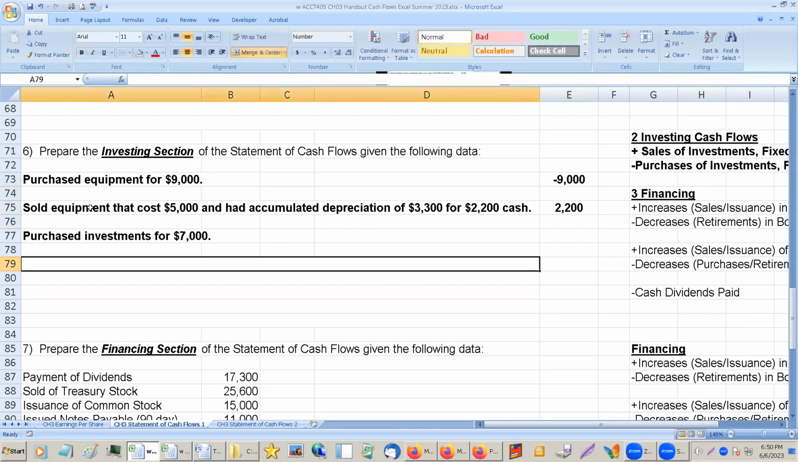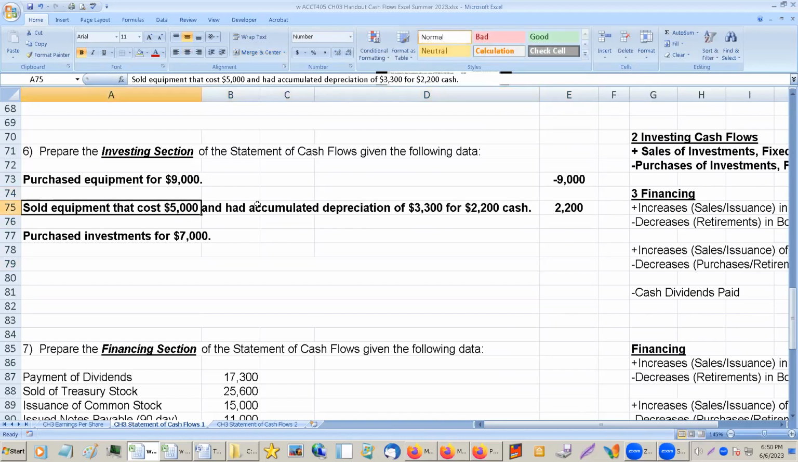So let's look at the cash. And all this other stuff doesn't really matter if you look at the statement of cash flow. I mean, yeah, it happened, but with the statement of cash flow, you're just looking at the cash. Purchased investments for 7,000.